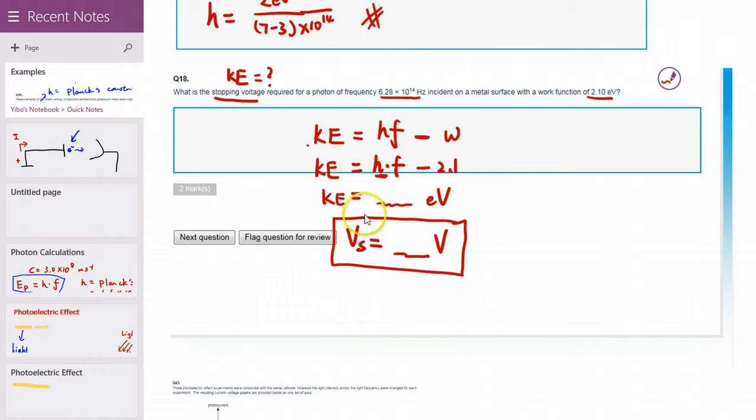Now, because the kinetic energy tells us the energy on each electron, in electron volts, and this is basically the voltage, the voltage of that electron, in volts. So just remember the unit thing.